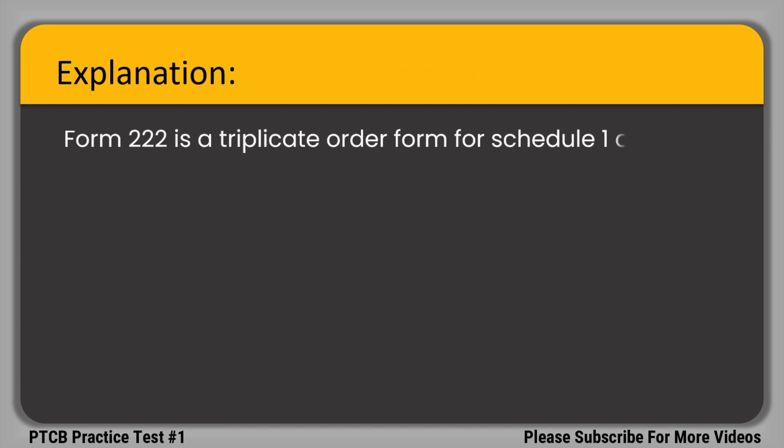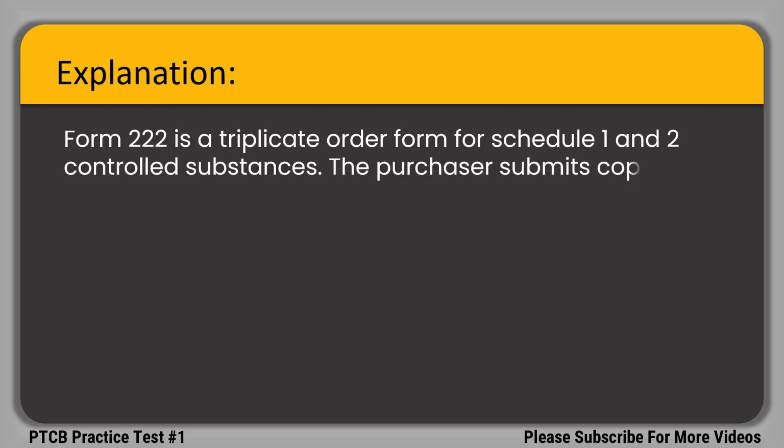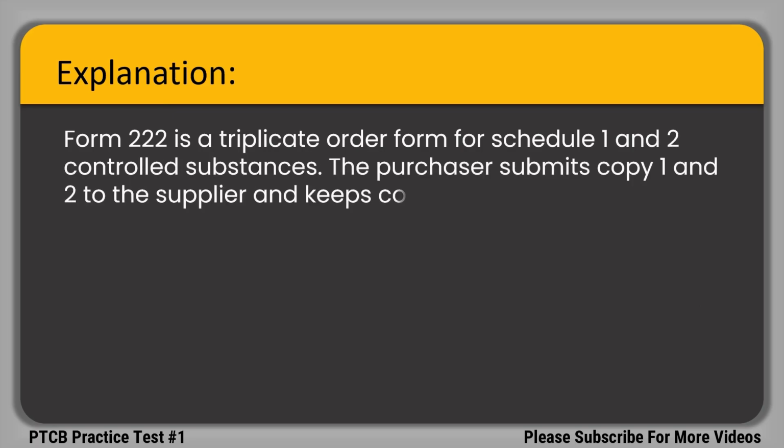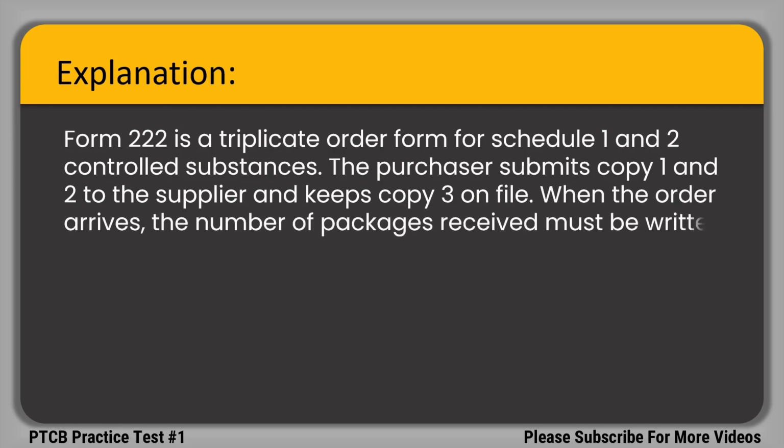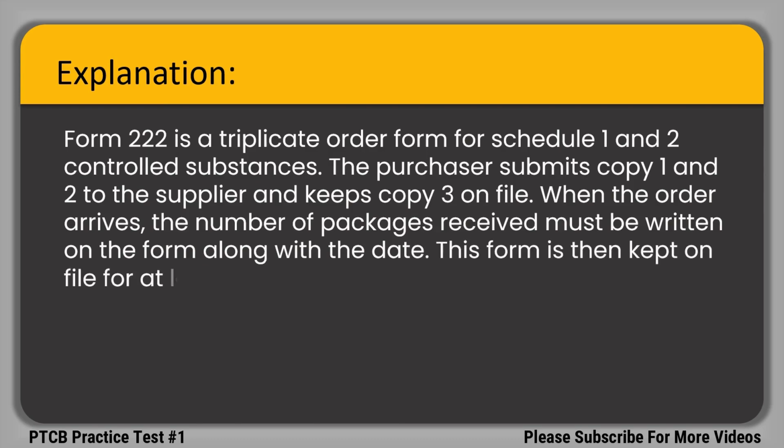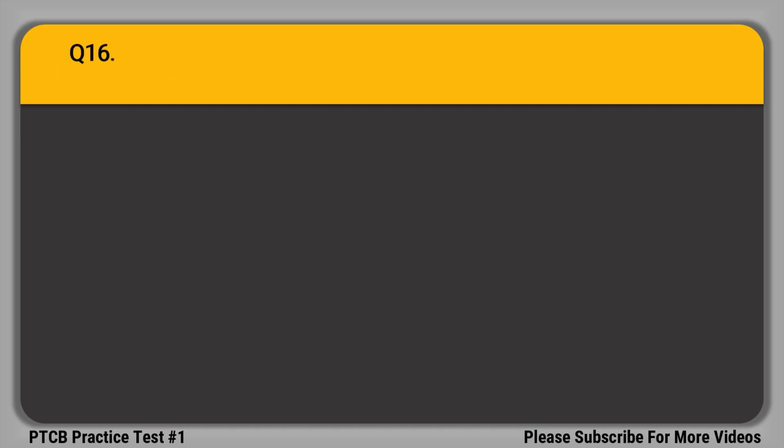Form 222 is a triplicate order form for Schedule I and II controlled substances. The purchaser submits copy 1 and 2 to the supplier and keeps copy 3 on file. When the order arrives, the number of packages received must be written on the form along with the date. This form is then kept on file for at least 2 years.